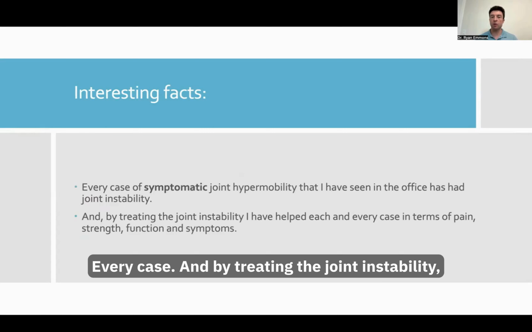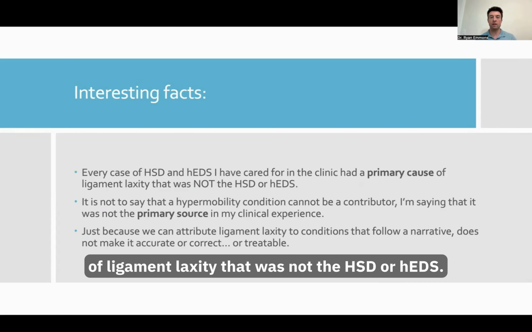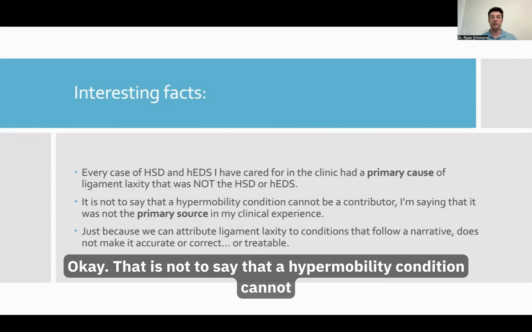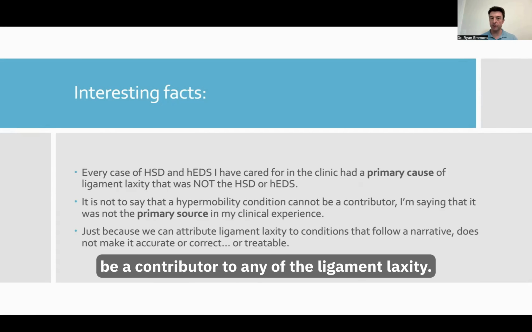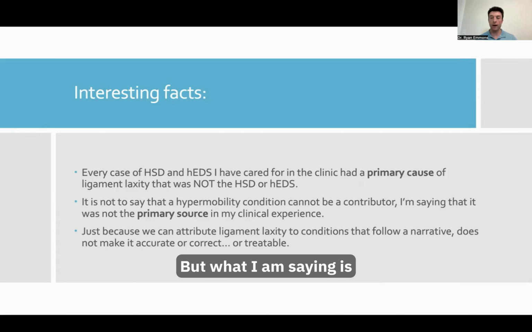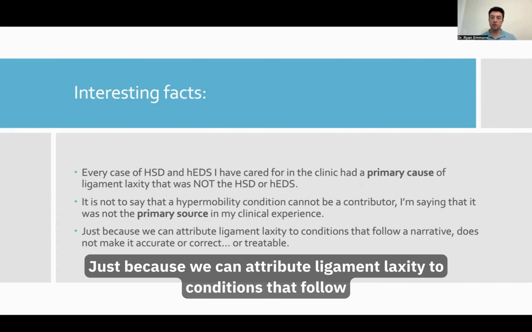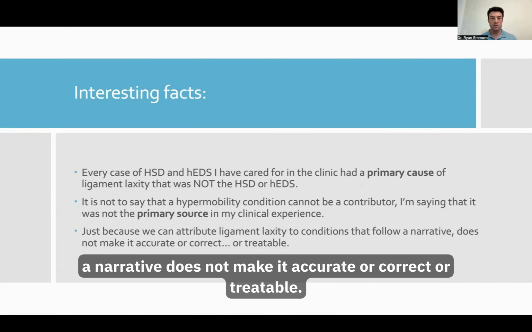More, every case of HSD and HEDS that I have cared for in the clinic had a primary cause of ligament laxity that was not the HSD or HEDS. That is not to say that a hypermobility condition cannot be a contributor to any of the ligament laxity. I'm not saying that because, again, on the last screen, I said that there can be a ratio. But what I am saying is that it was not the primary source in my clinical experience. Just because we can attribute ligament laxity to conditions that follow a narrative does not make it accurate or correct or treatable.